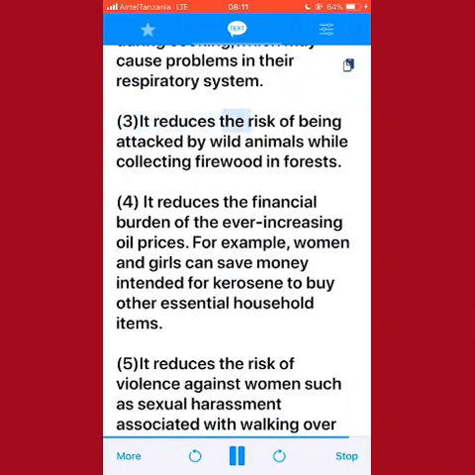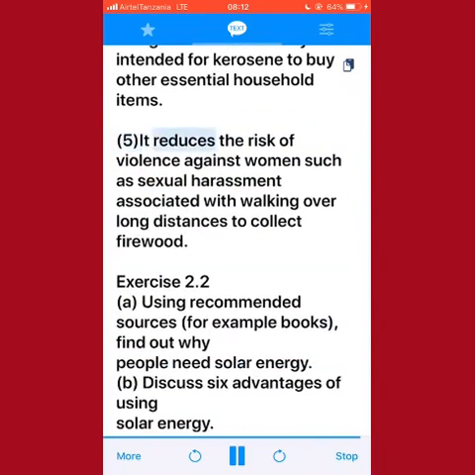3. It reduces the risk of being attacked by wild animals while collecting firewood in forests. 4. It reduces the financial burden of the ever-increasing oil prices. For example, women and girls can save money intended for kerosene to buy other essential household items. 5. It reduces the risk of violence against women such as sexual harassment associated with walking over long distances to collect firewood.